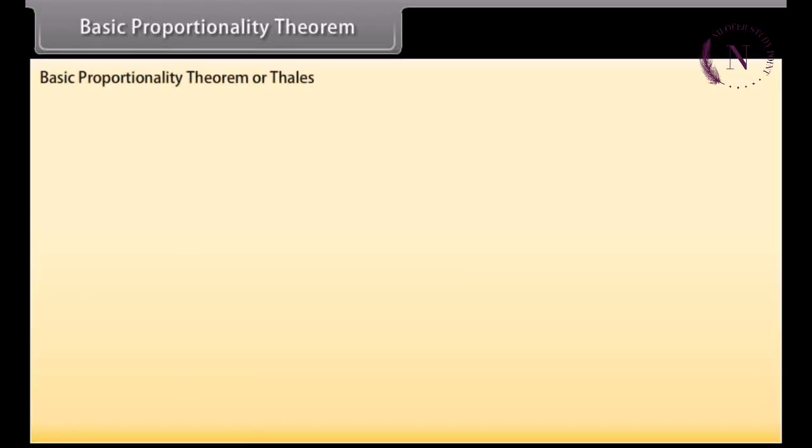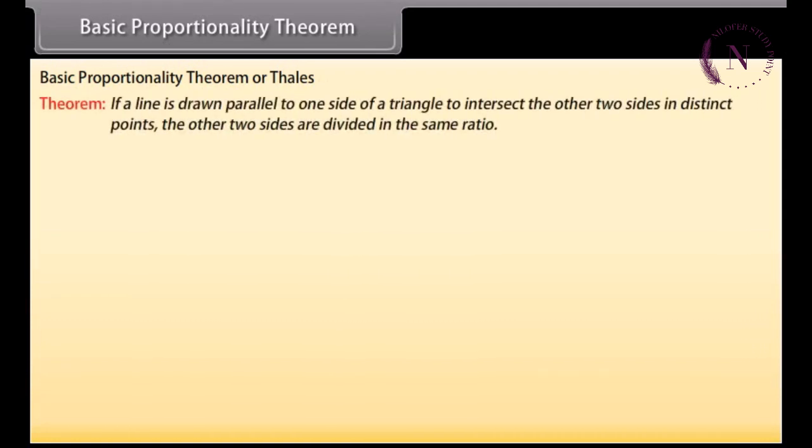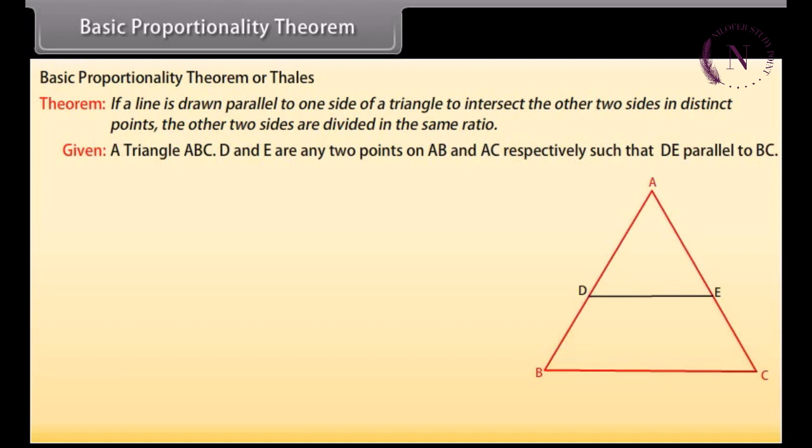Basic proportionality theorem, or Thales theorem. If a line is drawn parallel to one side of a triangle to intersect the other two sides in distinct points, the other two sides are divided in the same ratio. Given a triangle ABC, D and E are any two points on AB and AC respectively such that DE is parallel to BC. To prove: AD upon DB equals AE upon EC.